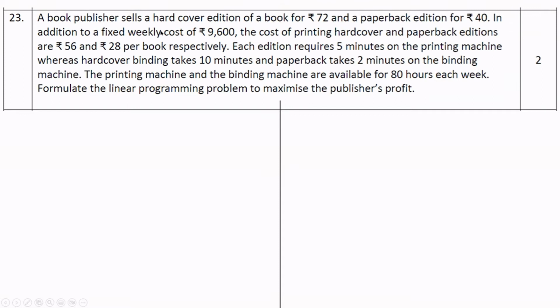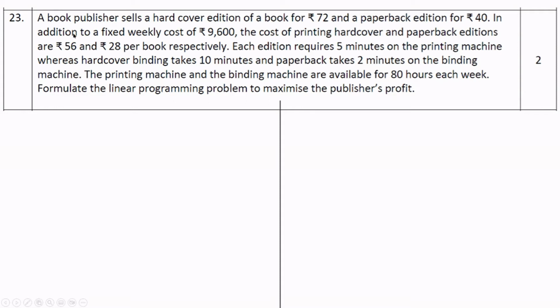A book publisher sells a hardcover edition of a book for rupees 22 and a paperback edition for rupees 40. In addition to a fixed weekly cost of rupees 9,600, the cost of printing hardcover and paperback editions are rupees 56 and rupees 28 per book respectively. Each edition requires 5 minutes on printing machine, whereas hardcover binding takes 10 minutes and paperback takes 2 minutes on the binding machine. The printing machine and the binding machine are available for 8 hours each week. Formulate the linear programming problem to maximize the publisher's profit.